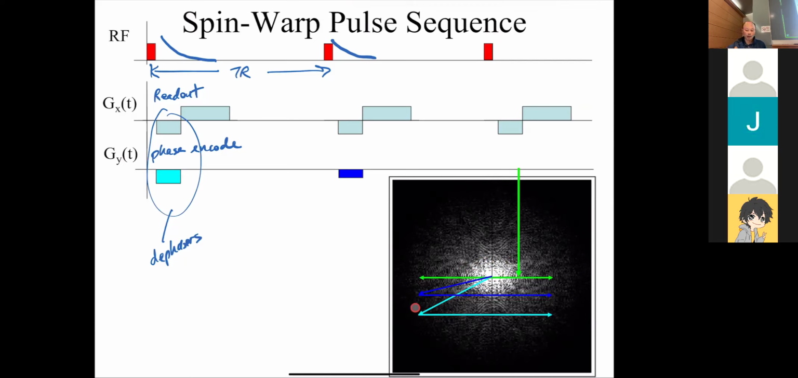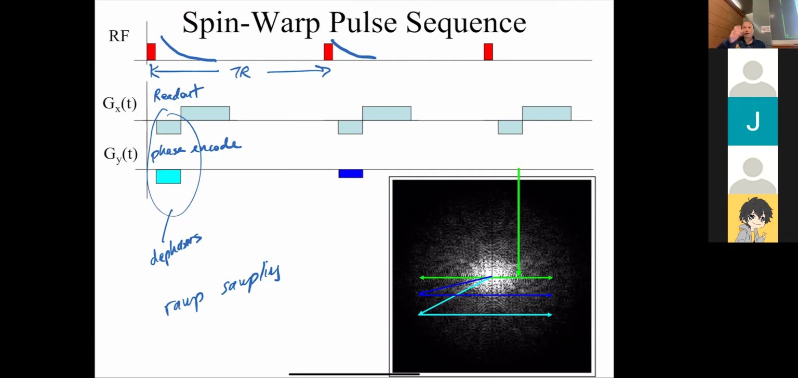People do that. One term for it is called ramp sampling. So you're zooming through k-space in some weird way and you're collecting data as it goes. So yeah, that's also possible, and that would be considered more advanced reconstruction.